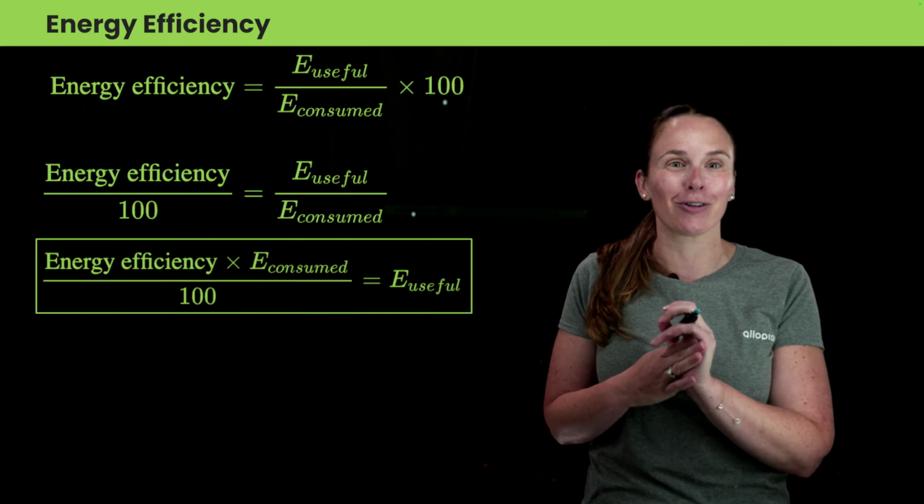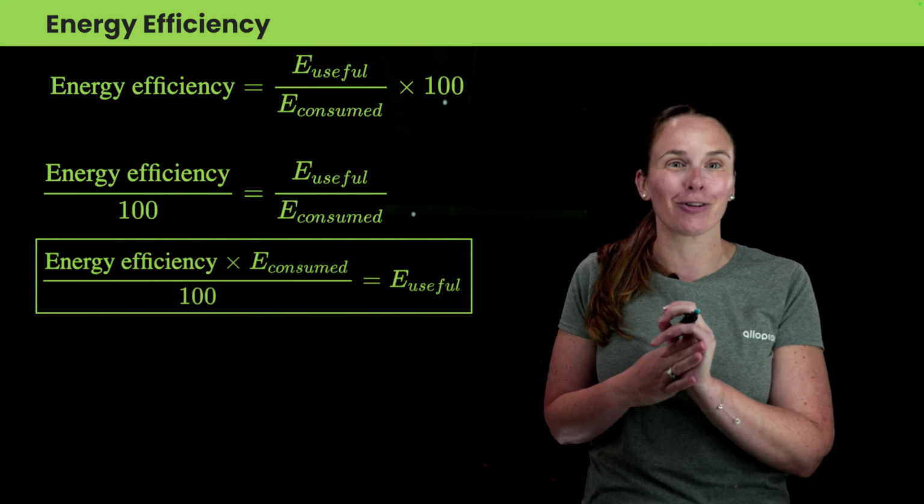Then we still want that useful energy to be alone, but it's divided by consumed energy. So what's the opposite of division? We want to multiply. So we're going to move that multiplication over to the other side. As you can see down here, we have our transformed formula: the useful energy equals energy efficiency times consumed energy divided by 100. So that's one of the formulas when you manipulate it that you can use.